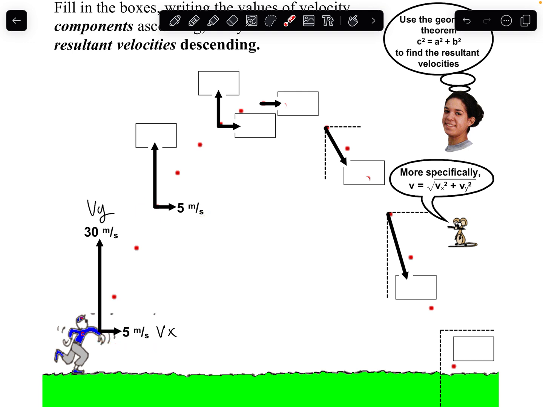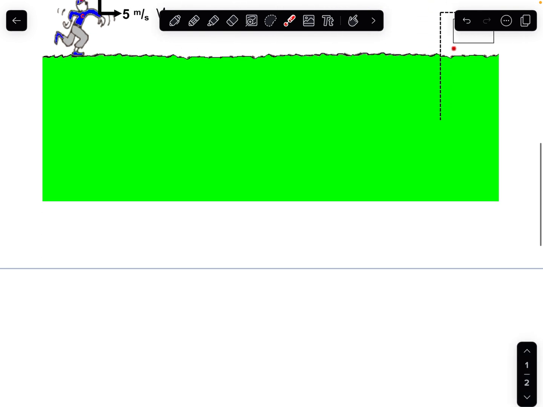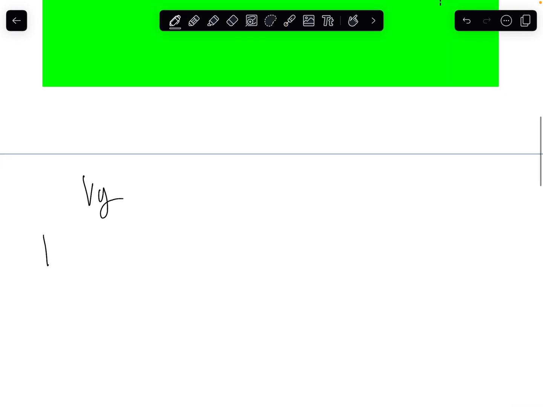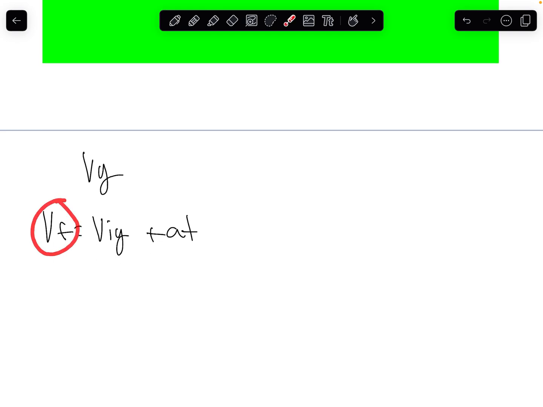So what they want us to do here is just find out what are our vertical and horizontal components on the way up. And then on the way back down, they want us to figure out what is the total velocity. So this is pretty easy to do. Let's find our Vy's, our vertical velocity. The way we're going to do that is Vf equals Viy plus At. So how fast you're going depends on what was your vertical velocity at the start, what is your acceleration, and for how long. So we know at the very beginning we're launching up at 30.